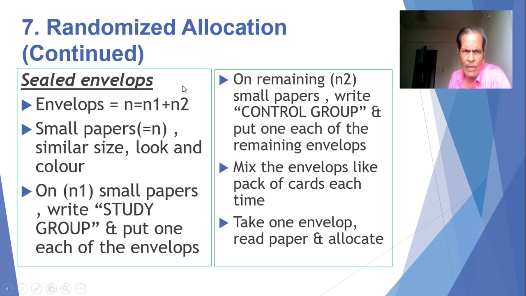Now next time we have one envelope less than n. The second person comes, we offer the mixed envelopes. That person takes one envelope, we open and read, and whatever group is written, the person goes to that group. It could be study group or control group. This procedure is repeated for all the participants till the envelopes are exhausted and all the papers are read.